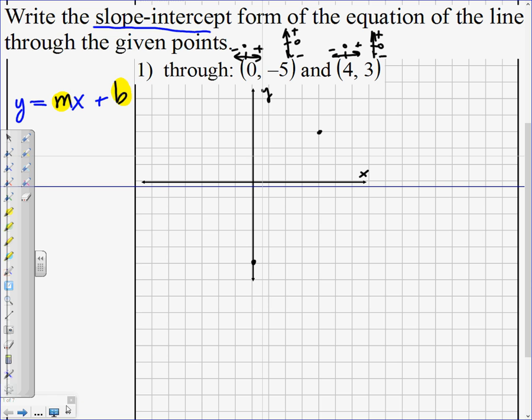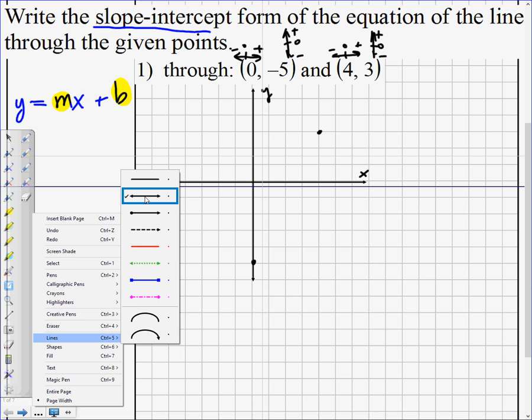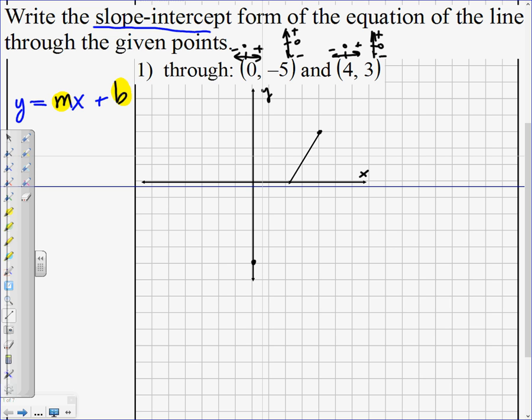Now that I have the points plotted, let me draw a line between them. Now, the b value is the place where the line crosses the y-axis. The line that I drew crosses the y-axis right here. So that tells me the b value will be negative 1, 2, 3, 4, 5, negative 5.